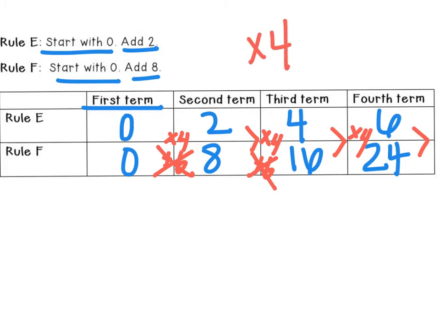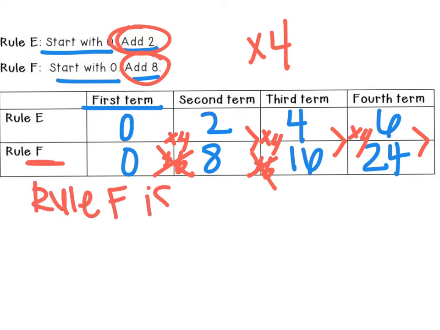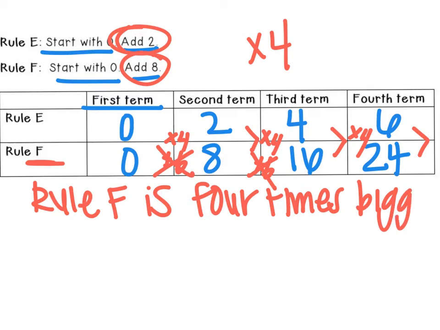So now I need to go back and think, well, which one is bigger? With rules, there's one way to write it, right? Yeah, I have to put add in this rule, otherwise it'll be wrong. But with relationships between two rules, there's 2 ways to write it. So I could either say, well, let's go back and look. Rule F is the bigger one. So I could say rule F is 4 times bigger than rule E.